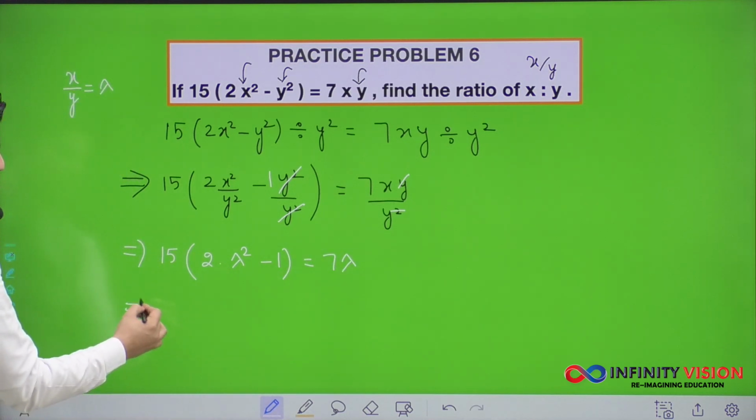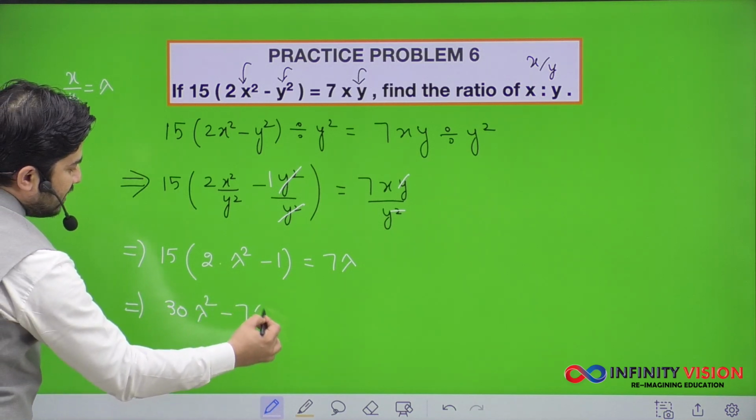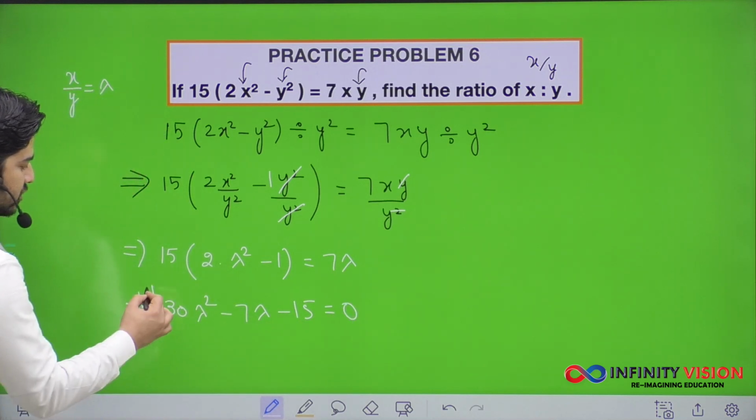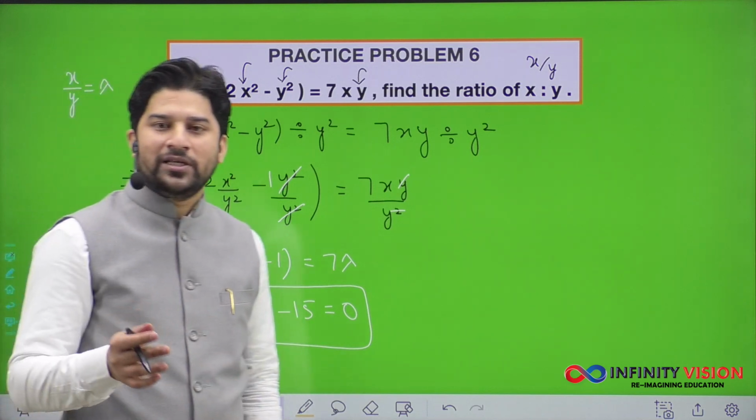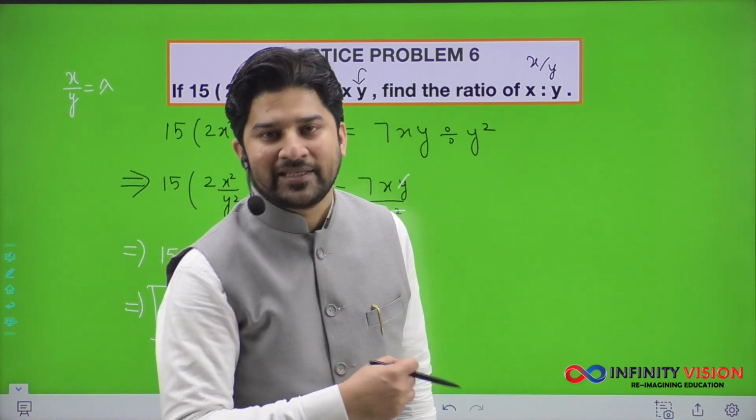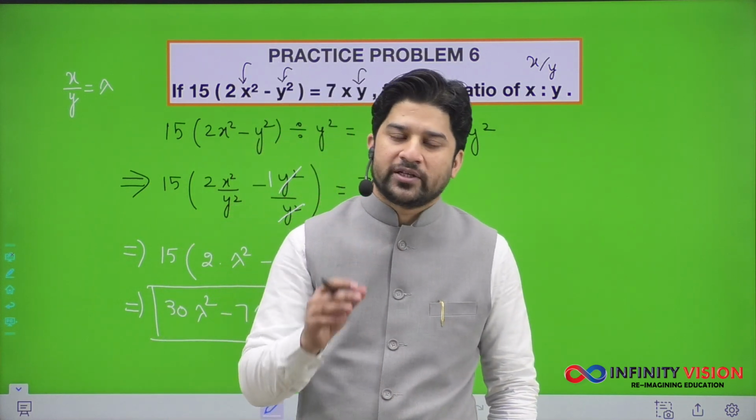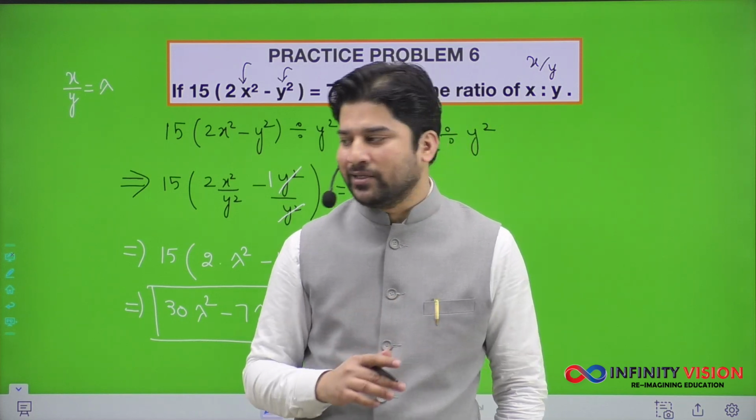So the quadratic which you'll get is 30 lambda square minus 7 lambda minus 15. So this is your quadratic equation in lambda. And how do you solve a quadratic equation? Either you can solve it by factorizing it, or you can solve it by making it a perfect square, or you can solve it by direct formula. I'm sure you know what exactly the formula is.